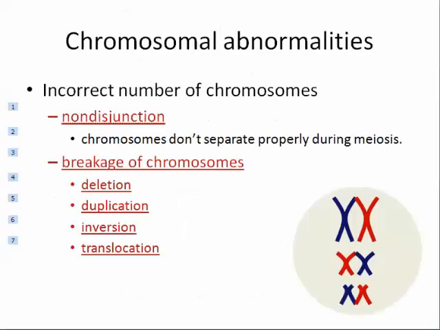Okay, so you need to know the different types of abnormalities. The number one type is called nondisjunction, and that happens when the chromosomes don't separate properly in meiosis. So that's when I can get either too many chromosomes or not enough chromosomes. My two kinds of nondisjunction are monosomy and trisomy. I can also have breakage of my chromosomes where a piece breaks off. That usually happens when I'm crossing over. So that could be a deletion, a duplication, an inversion, or a translocation. Those are the kinds that you need to make sure you know.